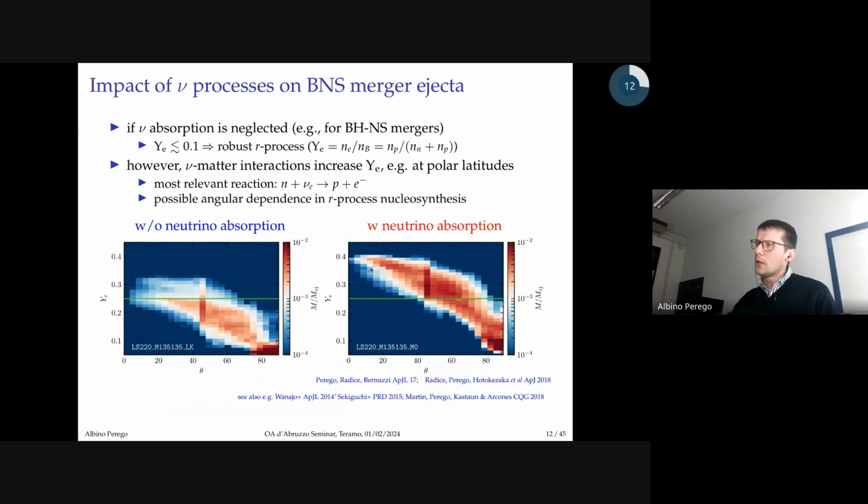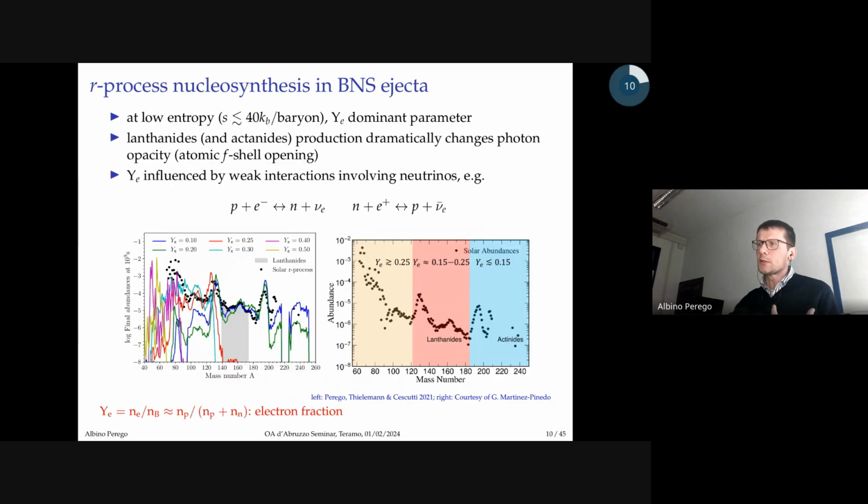However, once you introduce neutrino absorption, along the pole, where neutrinos have an easier way to escape from the system, there is this reaction at work, and so the matter that was sitting here gets irradiated by neutrinos, they get absorbed, the neutrons get converted into protons, and the electron fraction rises. Now the picture is very interesting because matter at low latitude here can produce the very heavy elements, while matter at higher latitude produces the lightest ones. So this was very crucial to understand that in a binary neutron star merger, all these trajectories can be found once you take into account the effect of neutrinos.